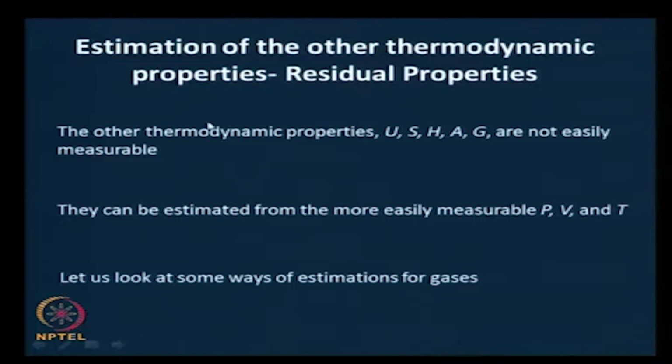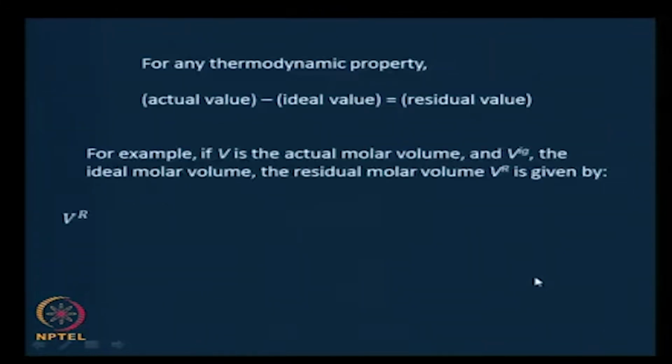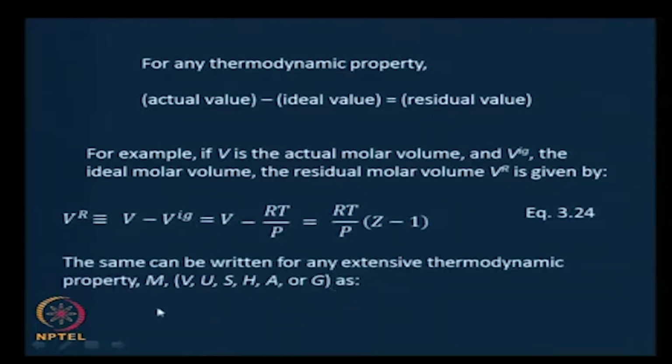We could use something called residual properties to estimate other thermodynamic properties that are not easily measurable, and residual properties are nothing but the difference between the actual value and the ideal value. V^R, the residual, equals V actual minus V ideal gas, and you could write the residual property for any extensive property, U, S, H, G or V, and these are the expressions that we derived after lengthy derivations.